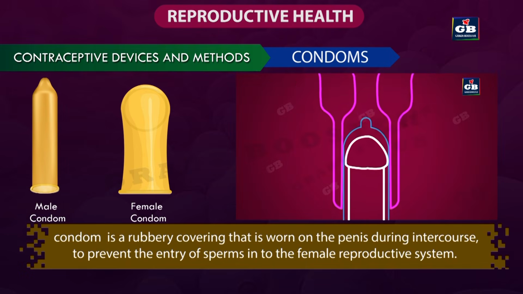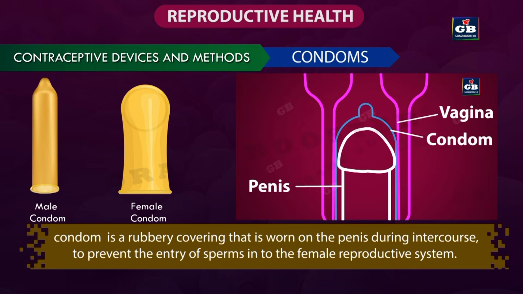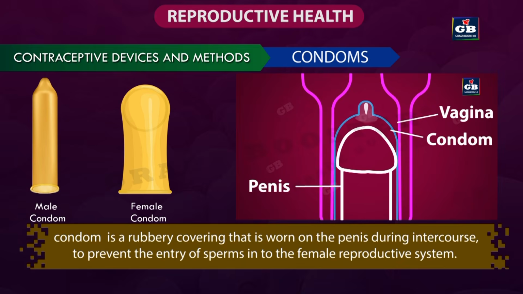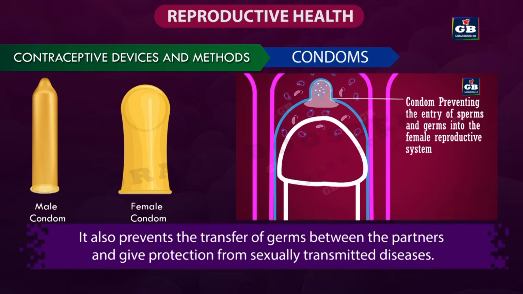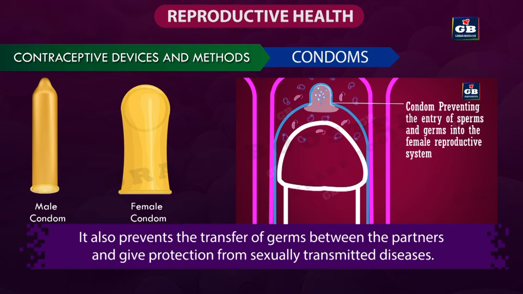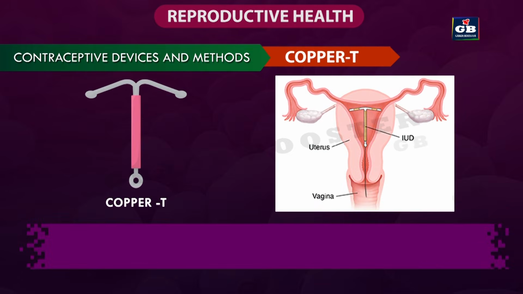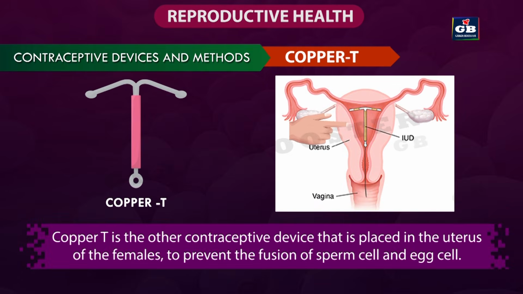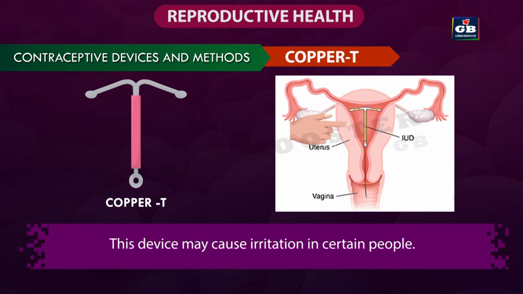A condom is a rubbery covering that is worn on the penis during intercourse to prevent the entry of sperms into the female reproductive system. It also prevents the transfer of germs between the partners and gives protection from sexually transmitted diseases. Copper T. Copper T is another contraceptive device that is placed in the uterus of the female to prevent the fusion of sperm cell and egg cell. This device may cause irritation in some people.